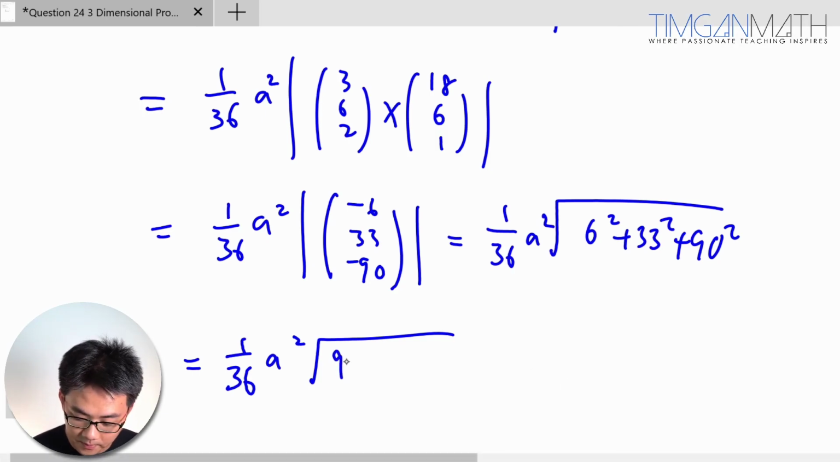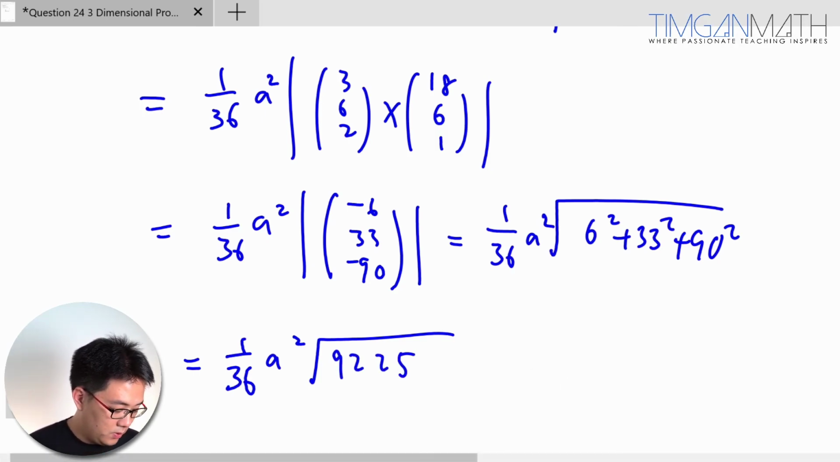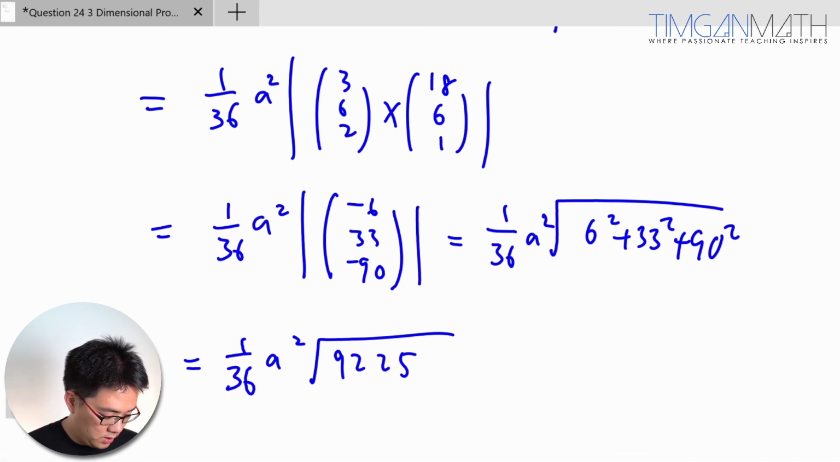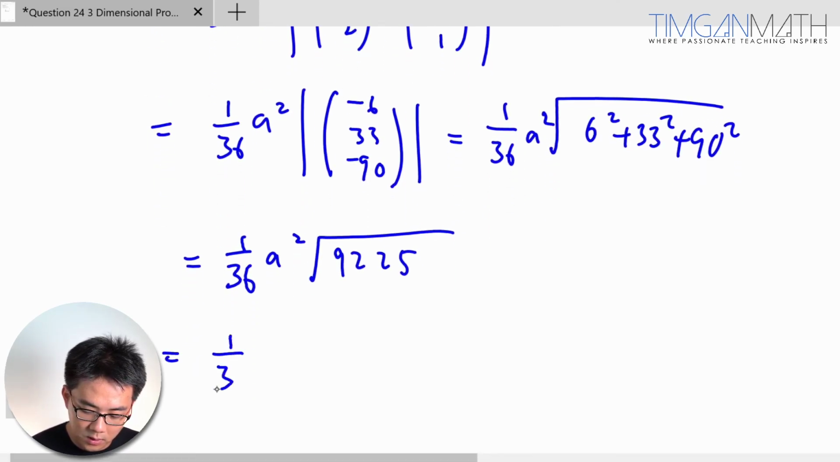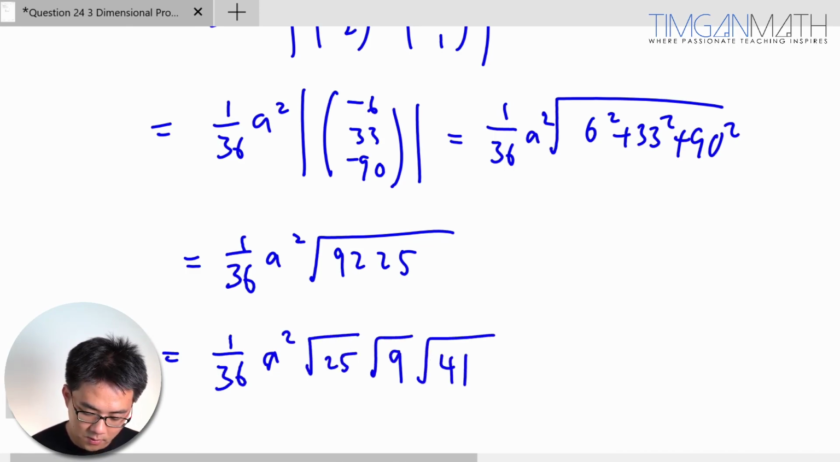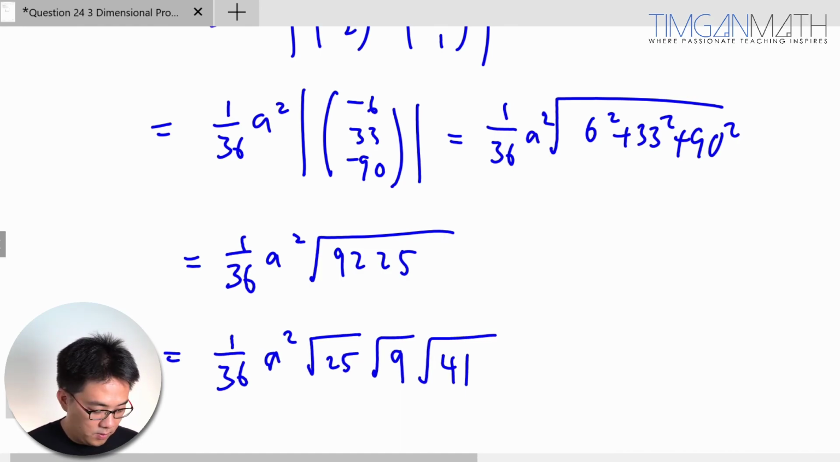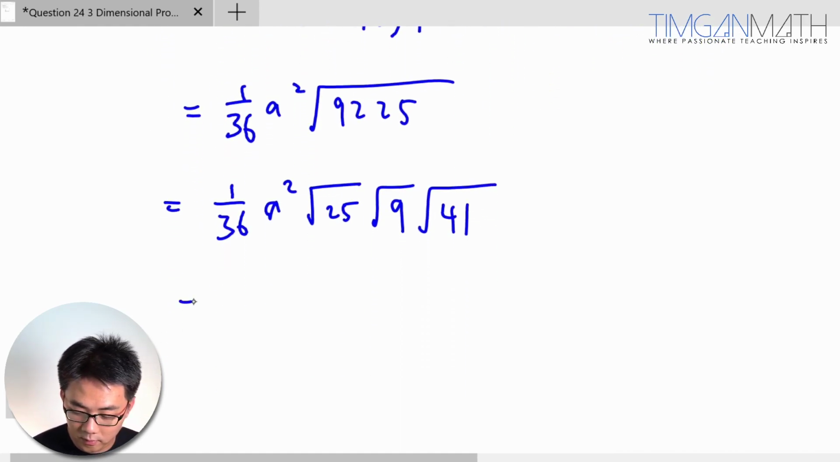Ayo, divide 25. 9225 divided by 25, divided by 16, 9. So this will be 1 over 36 A square, 25, 9, and 41. 5 times 3 divided by 36 is 5 over 12. I hope that's the answer, man. If it's not the answer, I don't know what to do really.